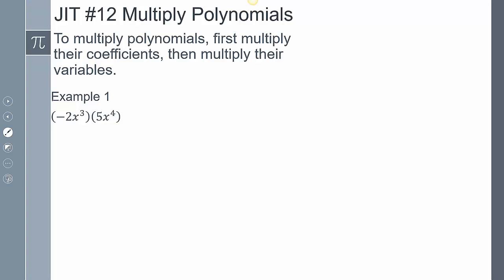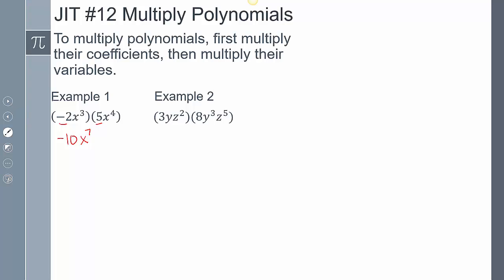So this one here is just in time number 12, which is multiplying polynomials together. Now, to multiply polynomials, you first multiply their coefficients, then multiply their variables. So in this case, negative 2 times 5 is going to give me that negative 10. Now multiply the variables. x to the third times x to the fourth. Bases are the same, so you add the powers. And so that's going to give me x to the seventh.